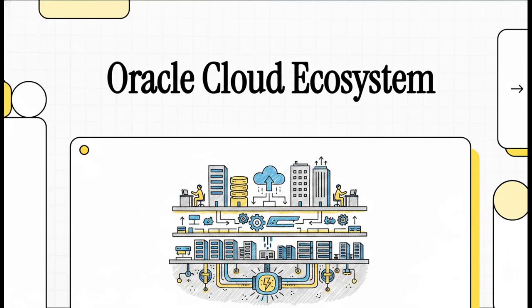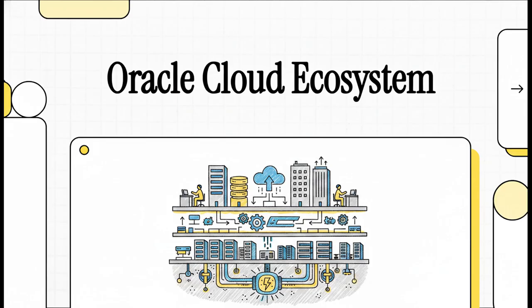Welcome to this explainer. Today, we're taking on a massive topic, but don't worry, we're going to break it all down so it makes complete sense. Looking at the Oracle Cloud ecosystem from the outside can feel pretty overwhelming, right? I mean, it's this vast, complex landscape of databases, infrastructure, middleware, and applications. But what if we thought about it like building a functional, thriving modern city? Because honestly, that's exactly what it is.